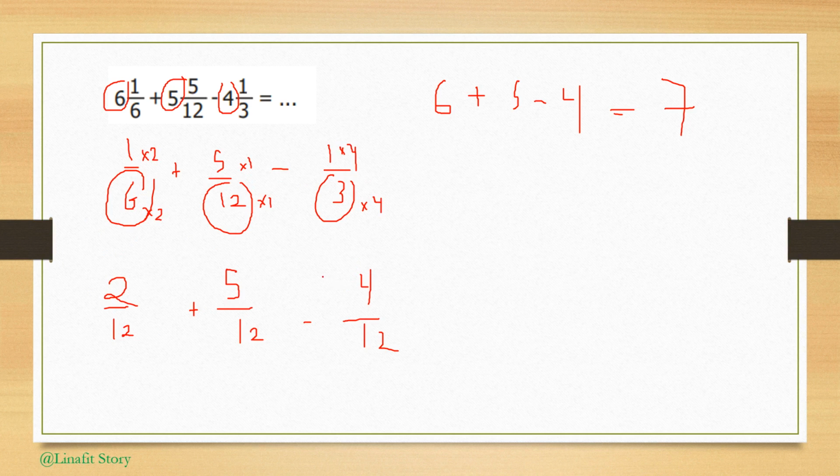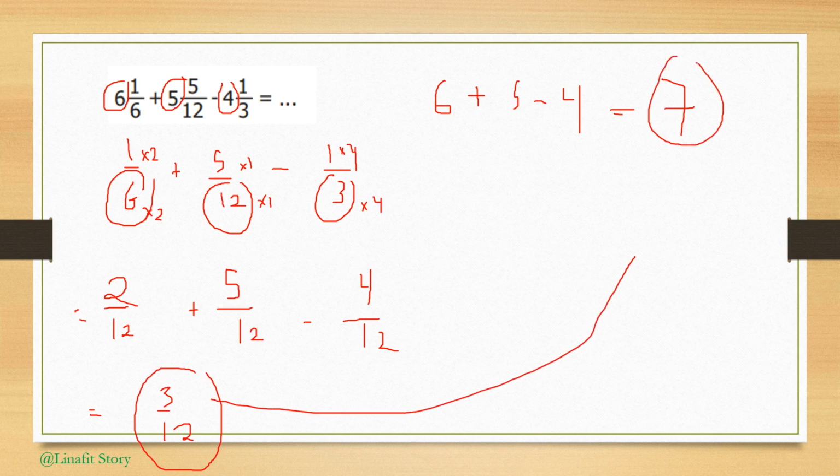So 2 out of 12 plus 5 out of 12 minus 4 out of 12. So this equals 3 out of 12. So the final answer will be 7, 3 out of 12.